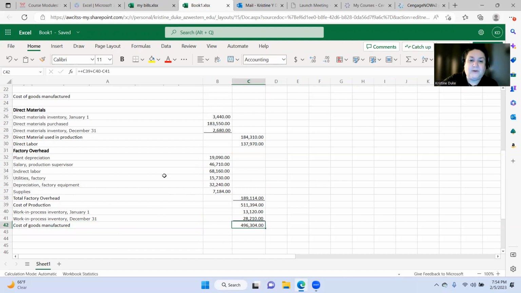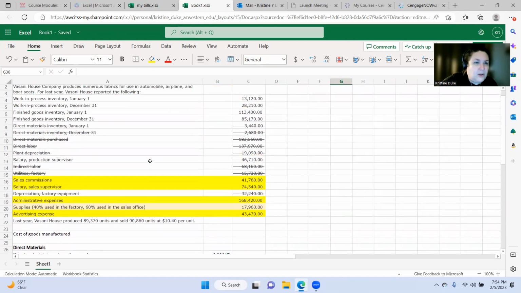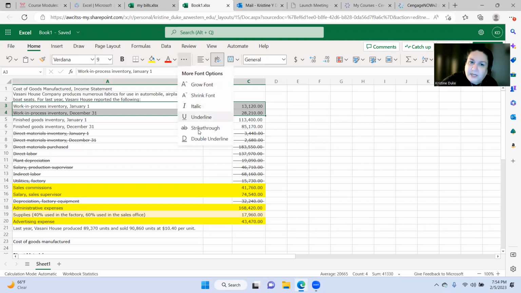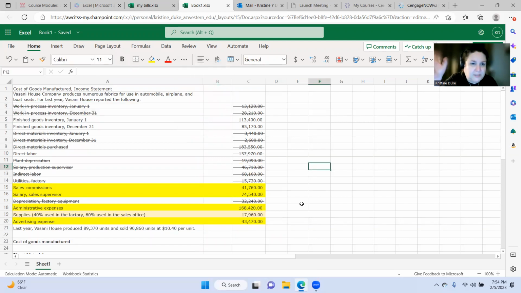Beautiful. Wonder if I can make a double underline up right there. I'm getting used to this new Excel in the cloud. So there we go. I'm going to strike these out because I've already done them. So, yay. Now, what do I have left?